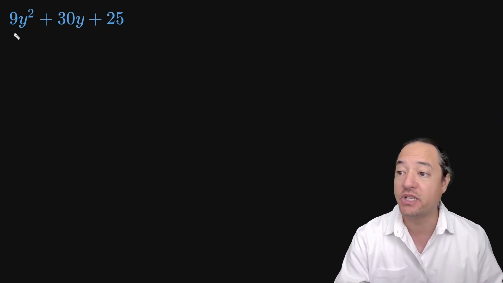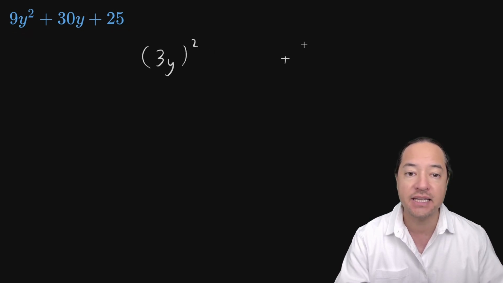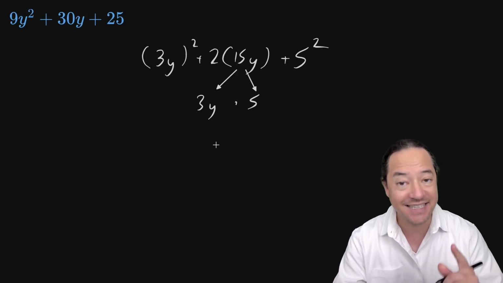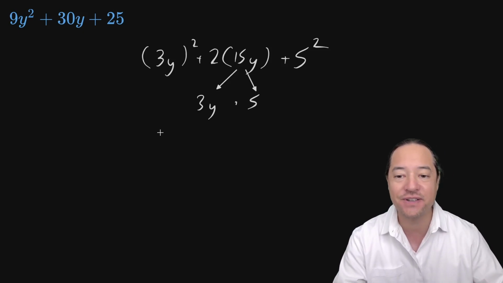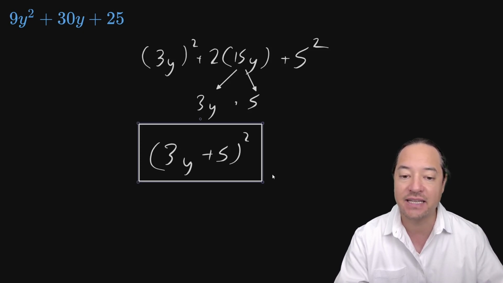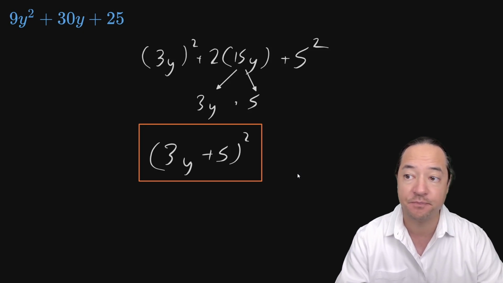All right, another trinomial, same idea. These look like perfect squares, so let's test this out. I'll write this as a 3y quantity squared, and at the end we'll have a 5 squared to represent 25. Now in the middle, we factor out a 2. We're left with a 15y, okay? And is 15y the product of 3y times 5? Yes, it is, okay? So in that case, this is a perfect square trinomial, and we can factor it into the form of 3y plus 5 quantity squared. That then will be the factored form.